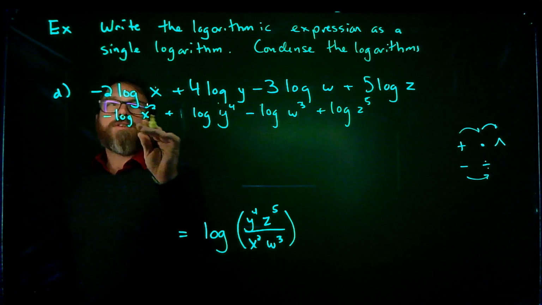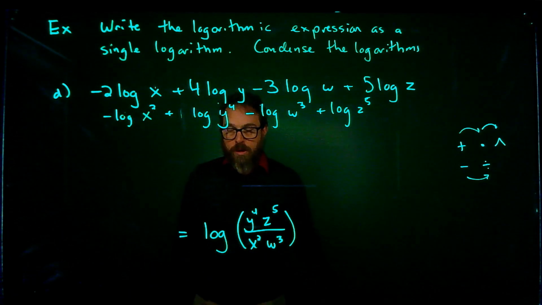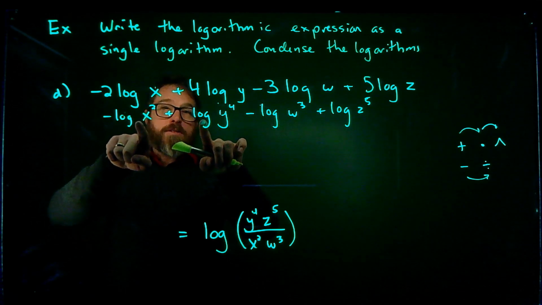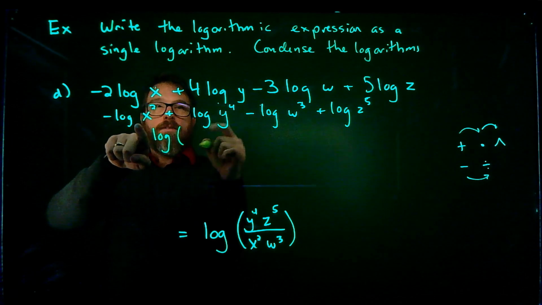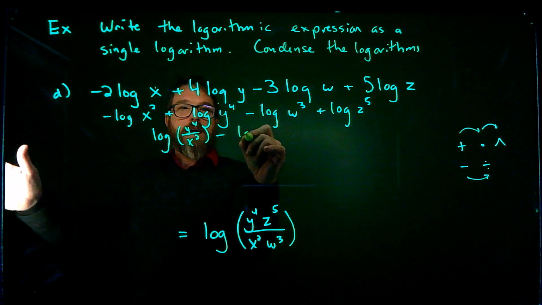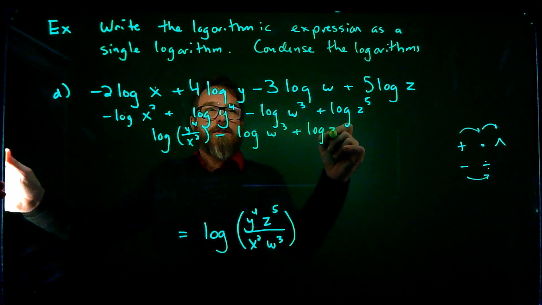Now I guess I can leave this as a negative here. We know that's going to be division. It doesn't matter. Either way, you're going to get an x squared on the bottom. So 2 at a time. I actually have subtraction here. This is this minus this, so this is going to be the log of this y to the 4th is going to go up top, and this x squared is going to go on the bottom, and then I still have minus the log of w cubed plus the log of z to the 5th.